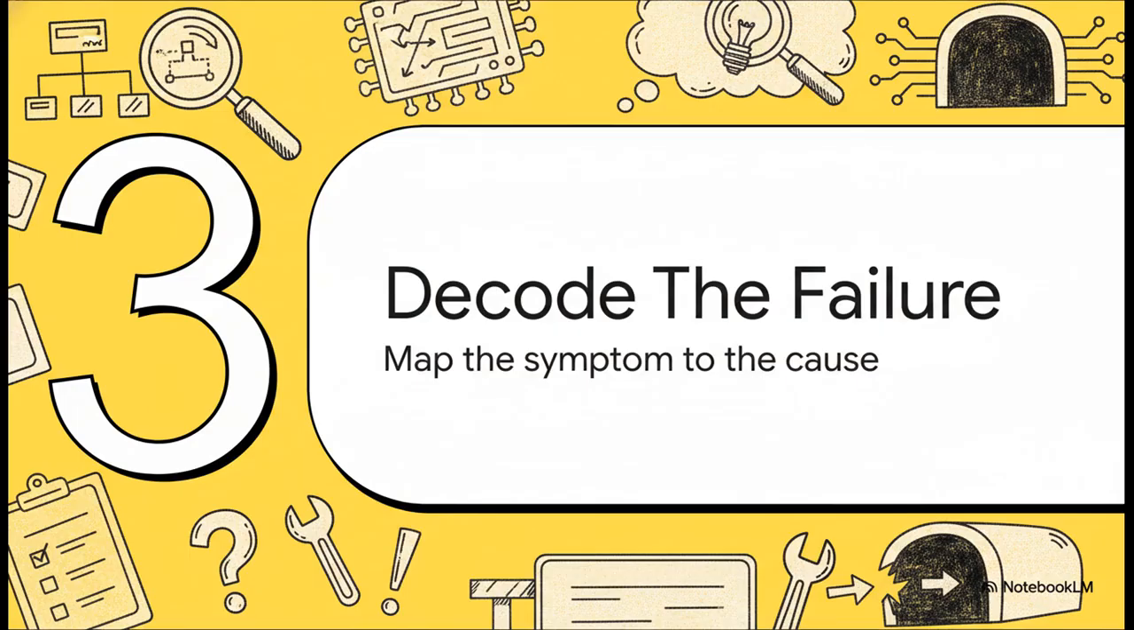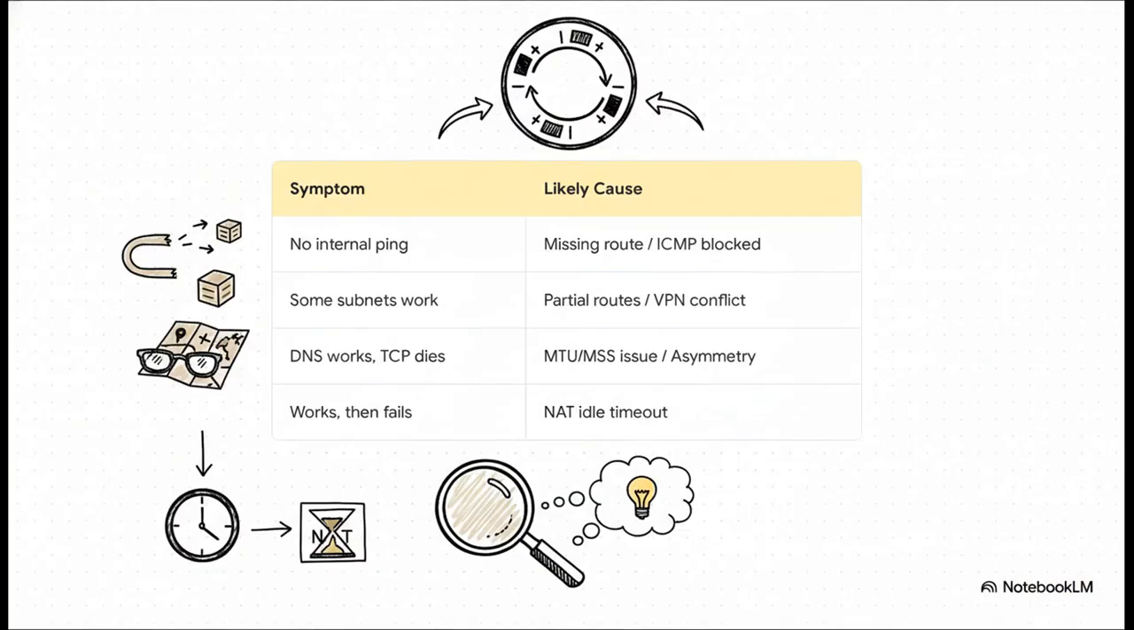Now it's time to put on our detective hats. We're moving away from the basic checks and into some real targeted diagnostics. This right here, this is your secret decoder ring. This table maps your specific pain point to the most likely cause. For example, if DNS works but any real TCP connection dies, stop messing with your routes. You're probably looking at a packet size issue or a return path problem. Or my favorite, if it works for exactly 2 minutes and then just collapses, that screams NAT idle timeout. This is how you stop guessing and start solving.